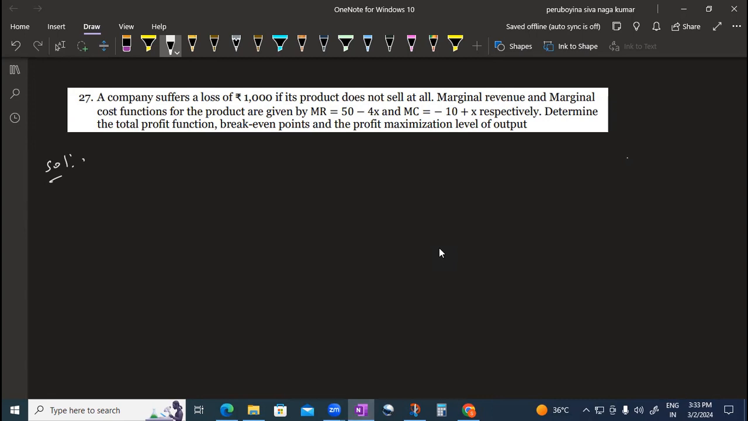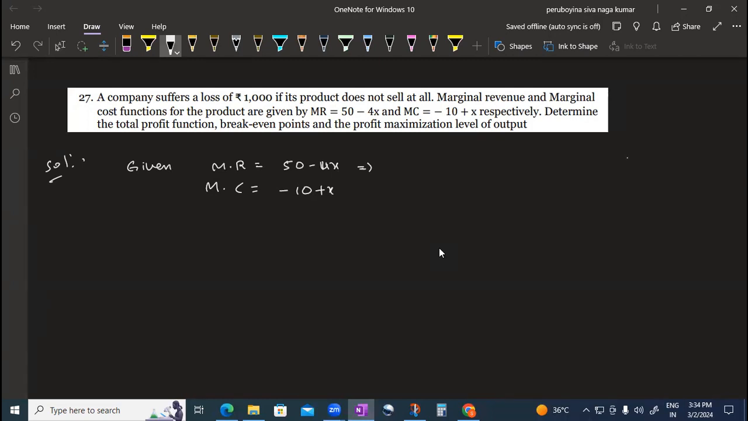A company suffers a loss of 1000 rupees if its product does not sell at all. Marginal revenue and marginal cost functions are given. So, write the solution. Given marginal revenue MR is equal to 50 minus 4x. Marginal cost MC is equal to minus 10 plus x.